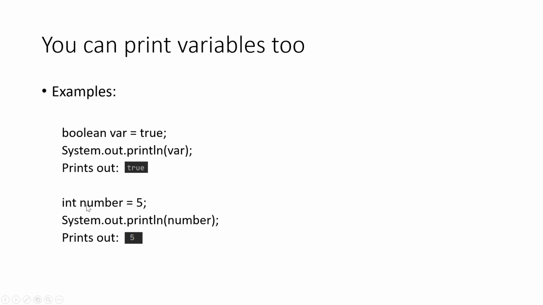And then another example, int number equals 5. 5 is the value assigned to the variable, and the variable is named number. So if you put number inside the parentheses, it should print out 5. And you must put the name only inside the parentheses, or else it will not print anything, and it will give an error.